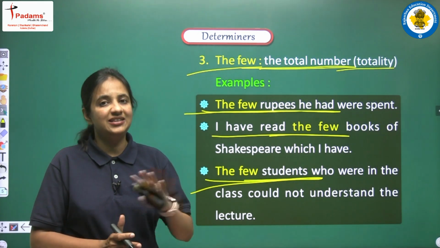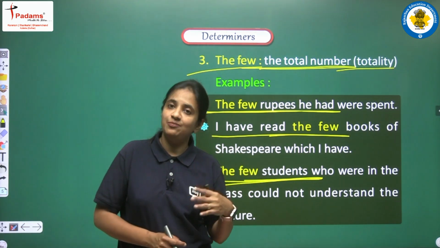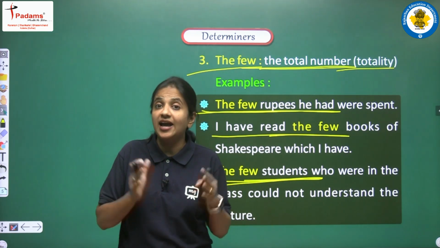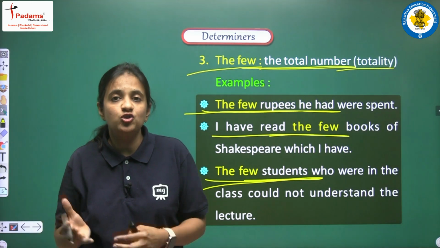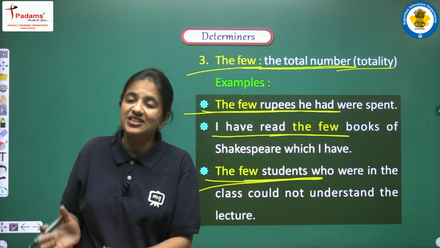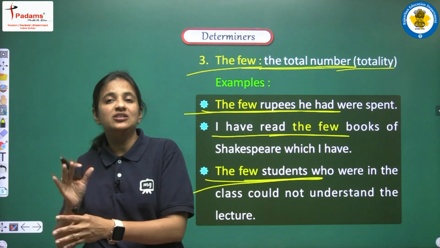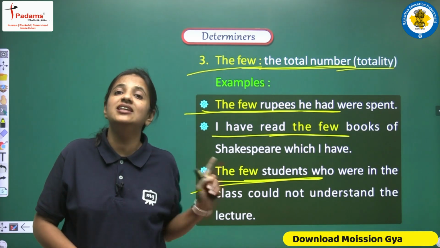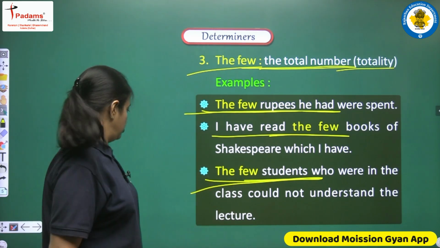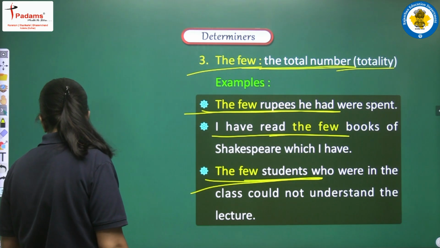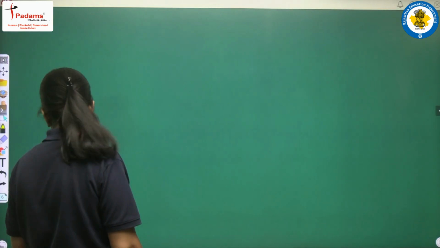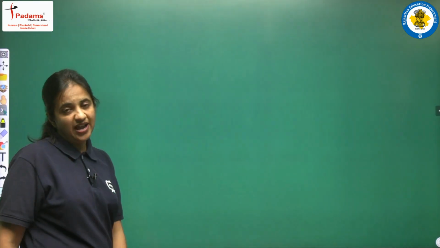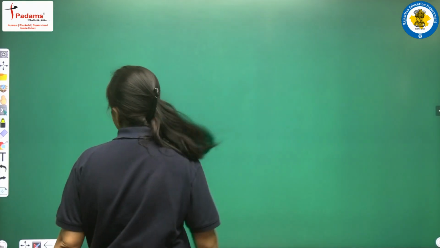Next we are having the few. So the few, with the help of the few, we can show the totality, we can show the total number. So the entire noun जो है हमारे पास वो total में जितना है, so then we are talking about the totality when we are using the few. Clear? So we are having some examples. So let's write some more examples to clear these three determiners one more time, right? Let's take some examples to clear this thing.